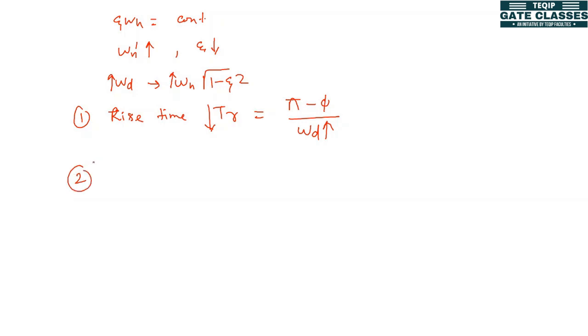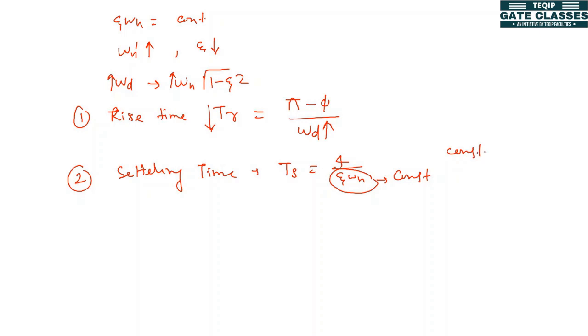Now what about the settling time? Settling time Ts is equal to 4 by zeta omega n, and we have seen zeta omega n is constant. So your settling time is constant, which means there will be no change in the settling time.